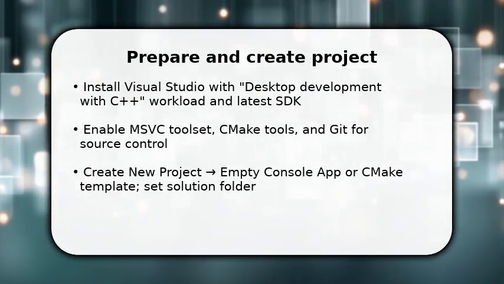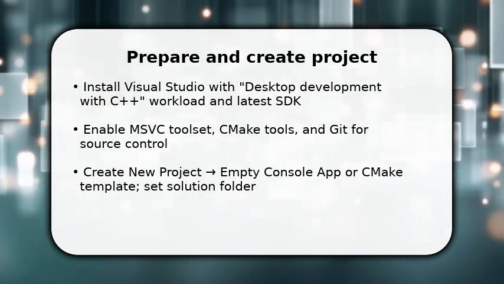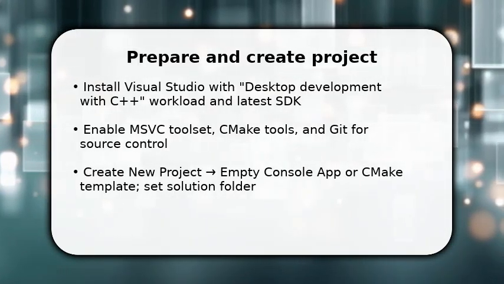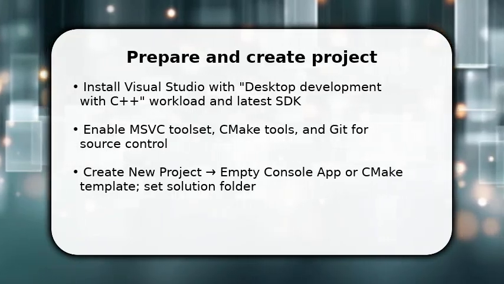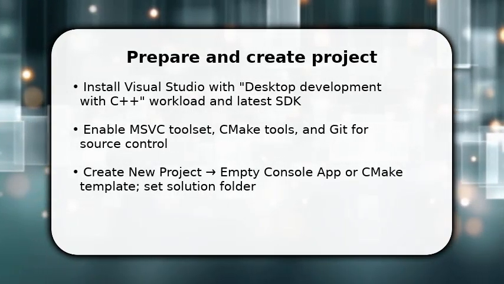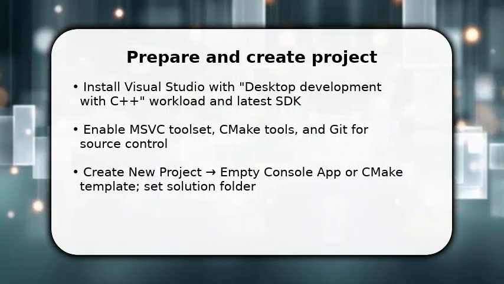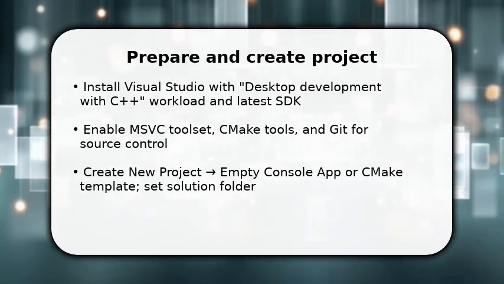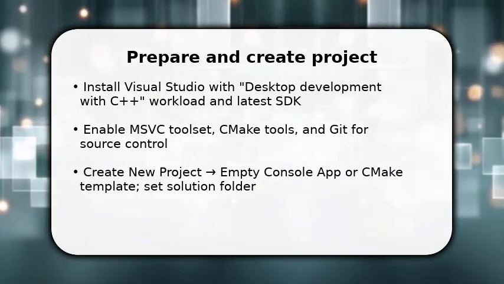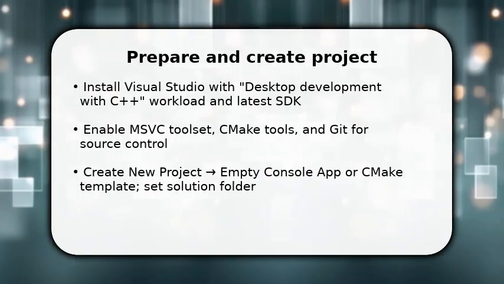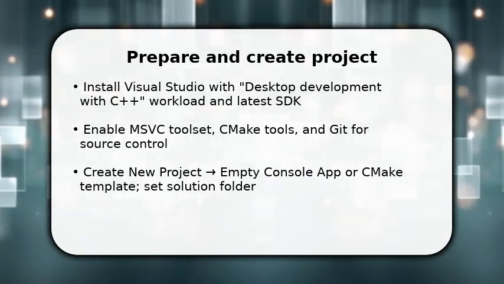Once done, open File, New Project, and choose an empty console app or CMake template so you can compile right away. You should set the solution folder and project name. Then verify the active configuration is debug x64 or x86, depending on your target. This gets you into code quickly without wasted steps.